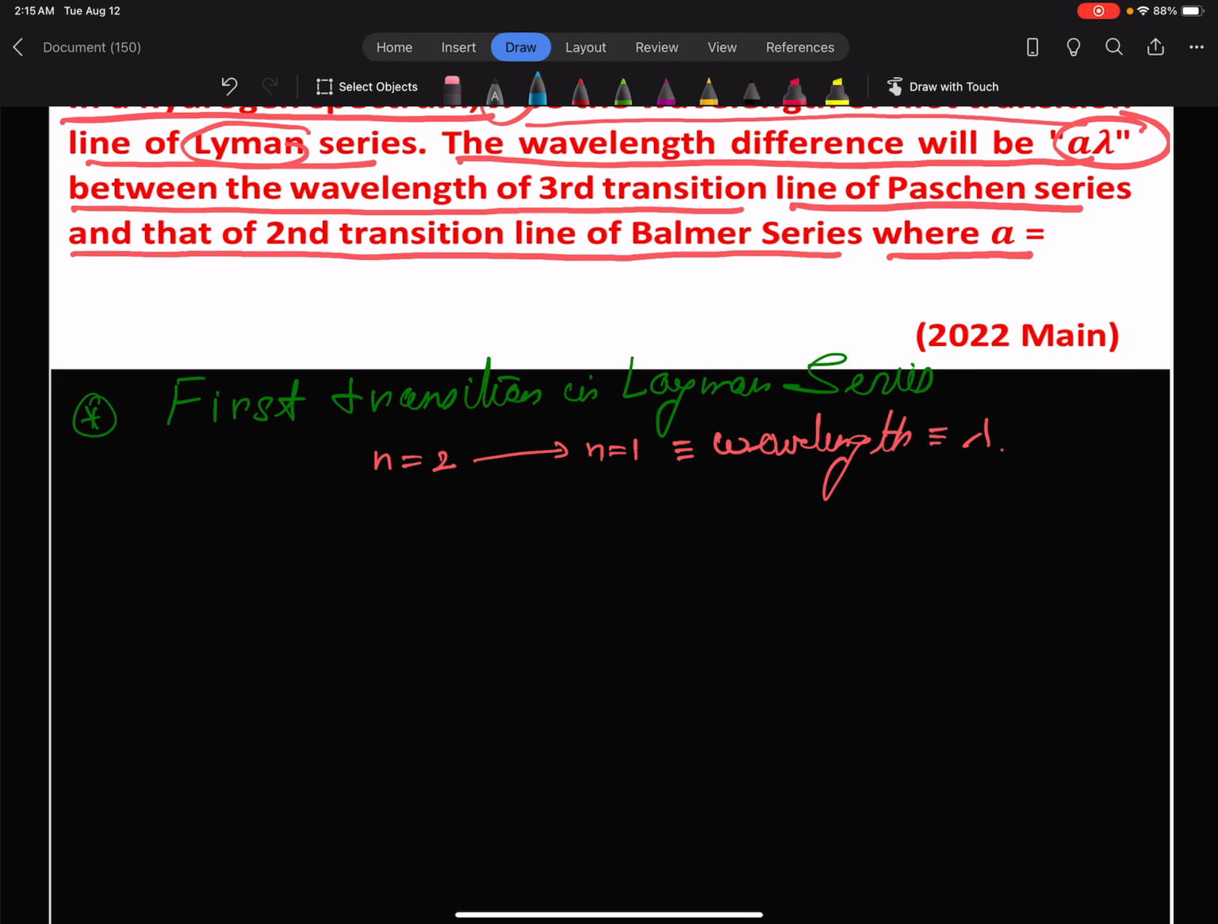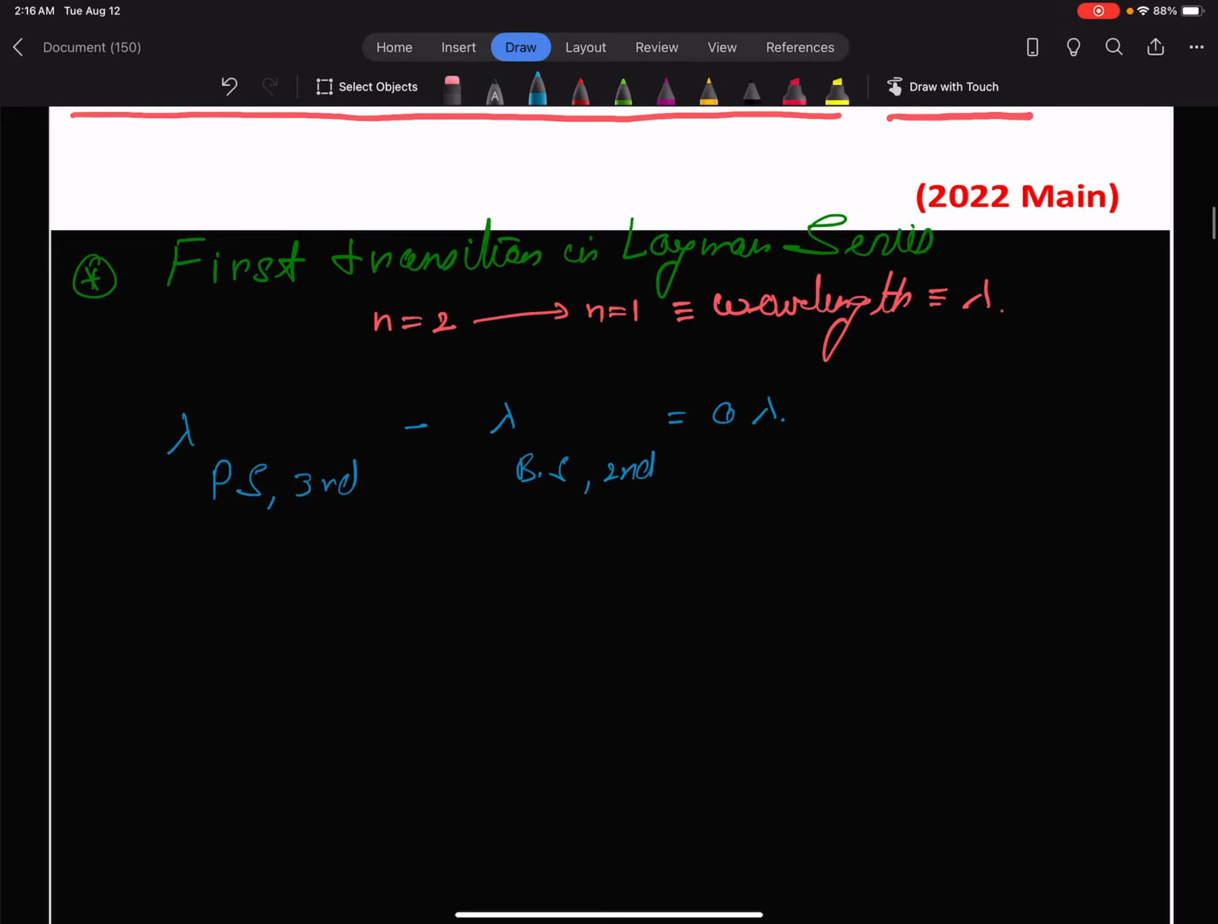So you can say that the wavelength for the Paschen series, in the third transition, minus the wavelength in the Balmer series, for the second transition, is given to us as A times lambda, and from here we are going to find our value of A. So let us understand that with respect to the Paschen series, the third transition, and with respect to the Balmer series, the second transition.